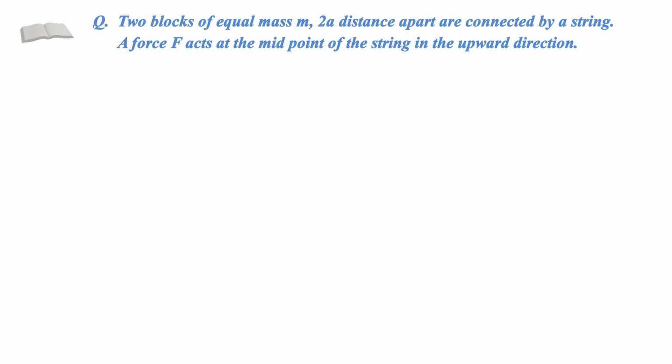Two blocks of equal mass m, 2a distance apart, are connected by a string. A force F acts at the midpoint of the string in the upward direction. The acceleration of the blocks when the separation is 2x is.